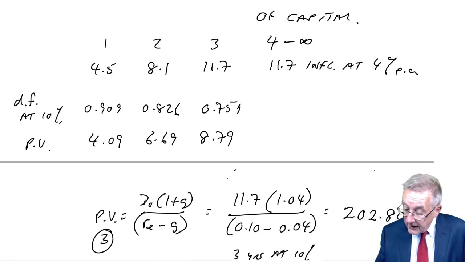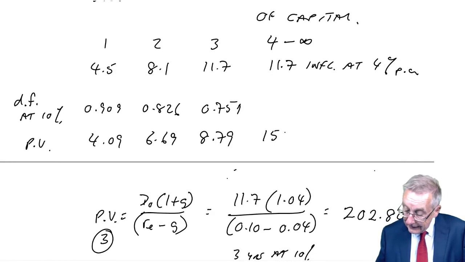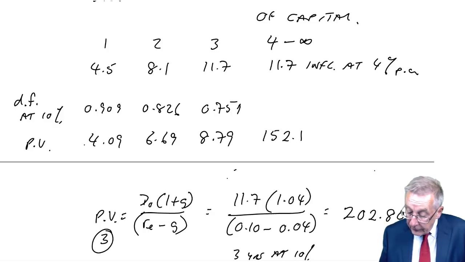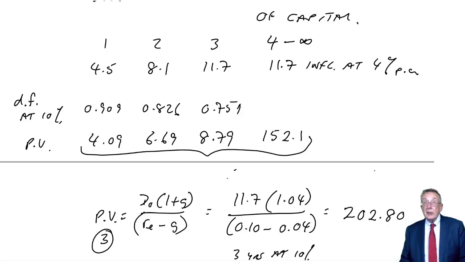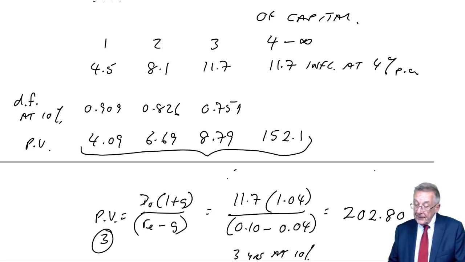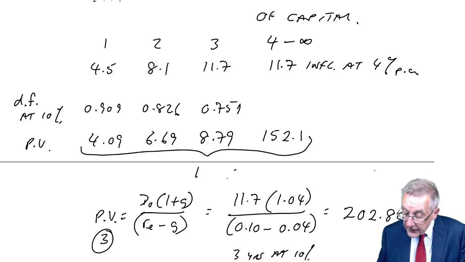And now, of course, it's easy. What was it? 152.1? And therefore, the total present value, the total value of this firm, 4.09 plus 6.69, 8.79, 152.1, is 171.67.